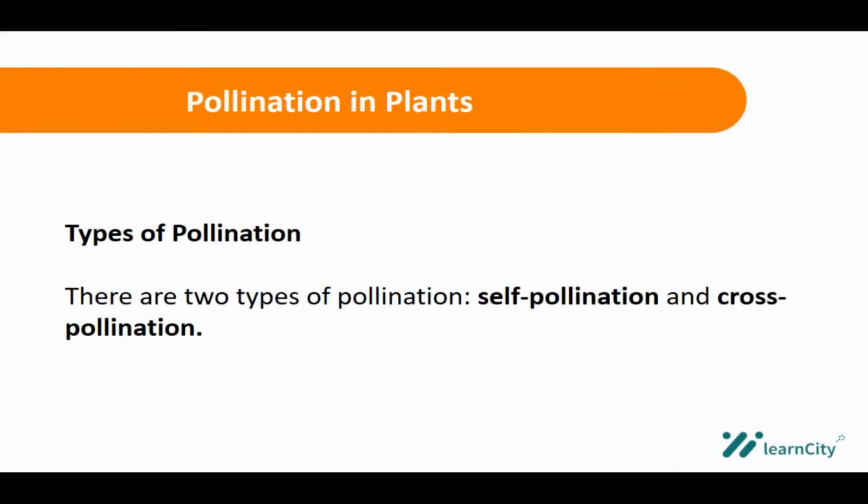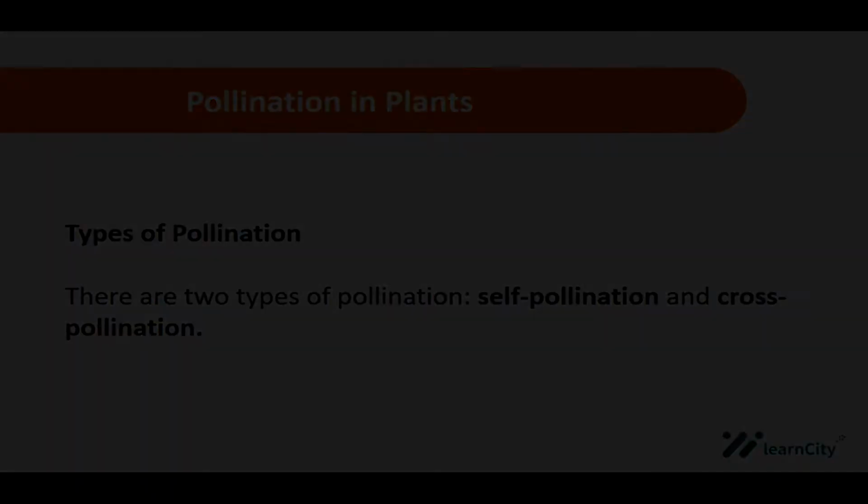Now we have two major types of pollination. We have self-pollination and cross-pollination. So we'll talk about the two of them.